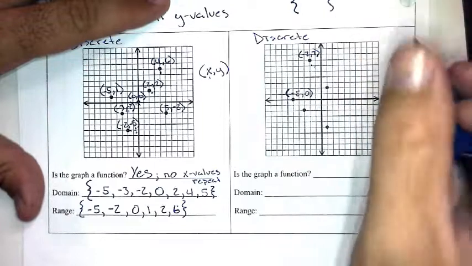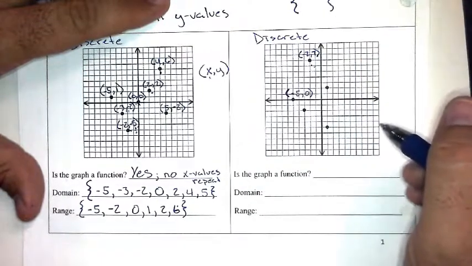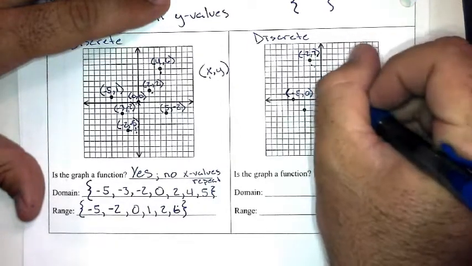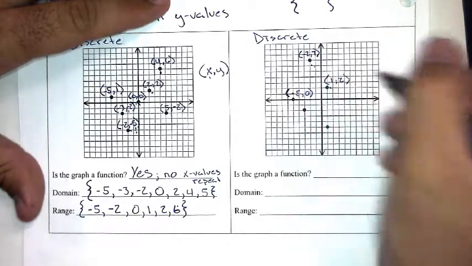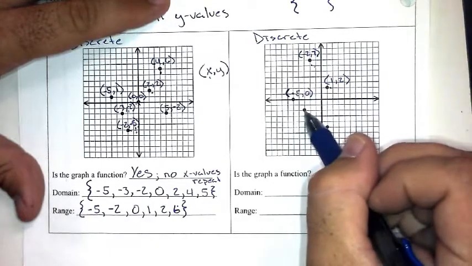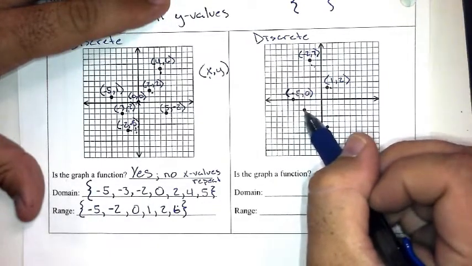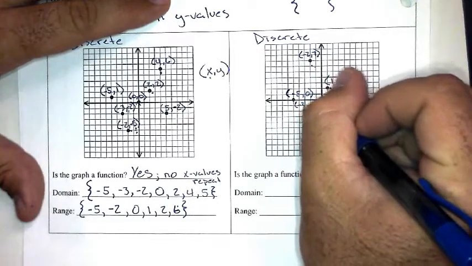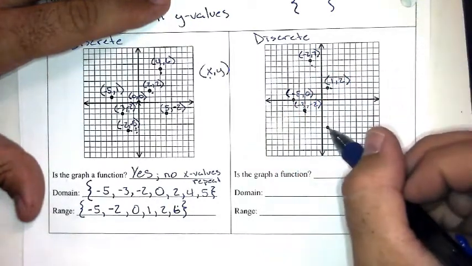Riley. 1, 2. Kimura. Nice. -3, -2. Tim! -5, 1.